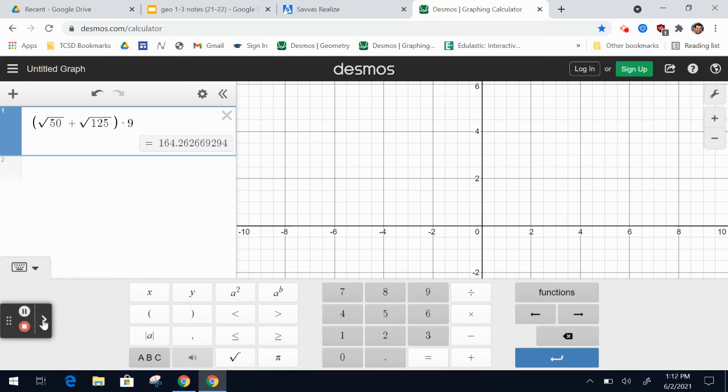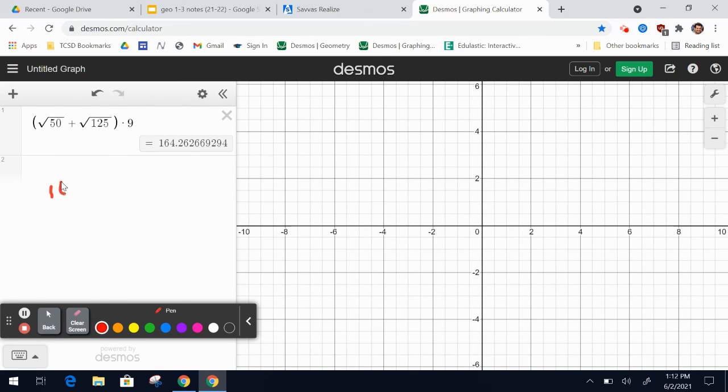So right now, that answer is 164.26. It says round to the nearest tenth. The 2 is in the tenths. The 6 after it makes this 2 become a 3. So the total distance is 164.3, and that would be in feet. And there's the total distance that baseball traveled.